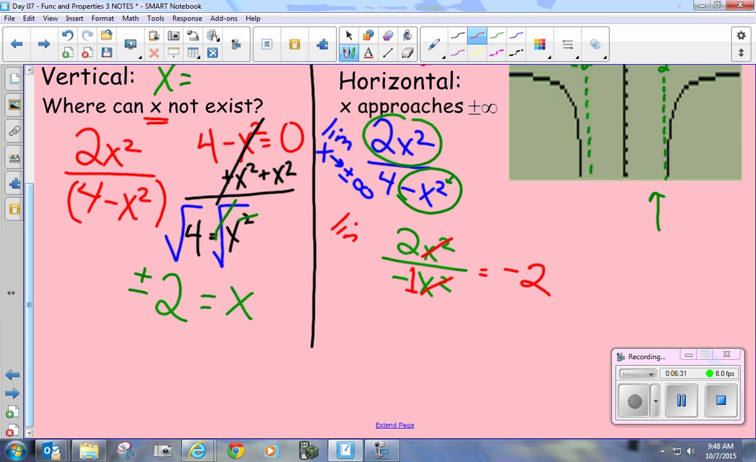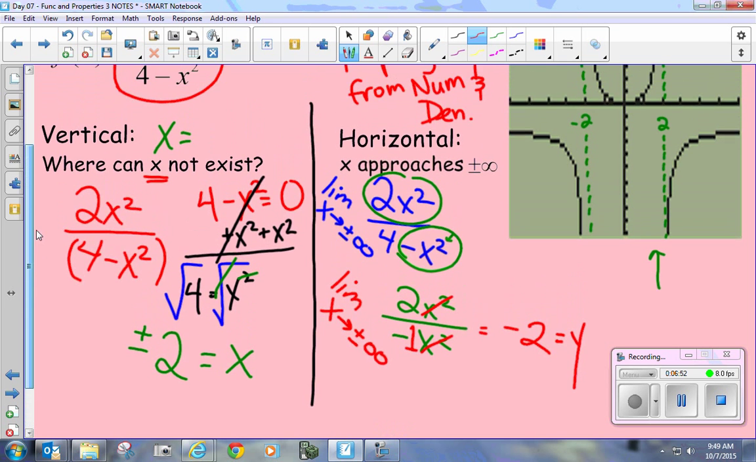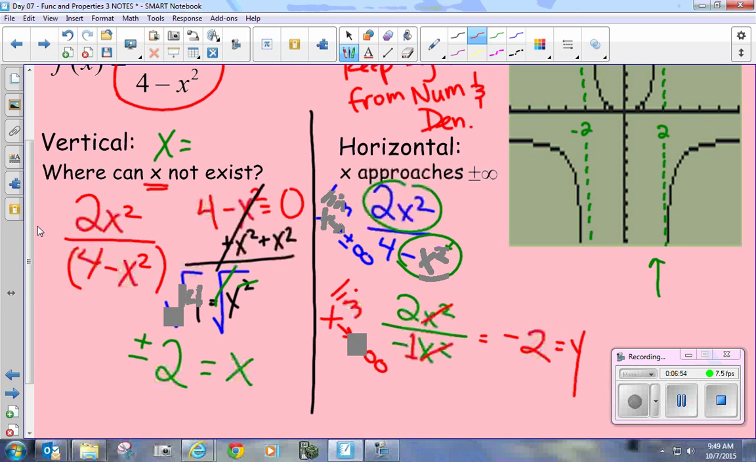I still want to try to plug in positive and negative infinity in for x. But are there any x's left over? No. So there's nothing to plug infinity into, so guess what? My horizontal lines are y equals, right? I have a horizontal asymptote at negative 2. Horizontal asymptote at negative 2. So let's look at our graph. Here's negative 2 on the y-axis. There's our horizontal axis.